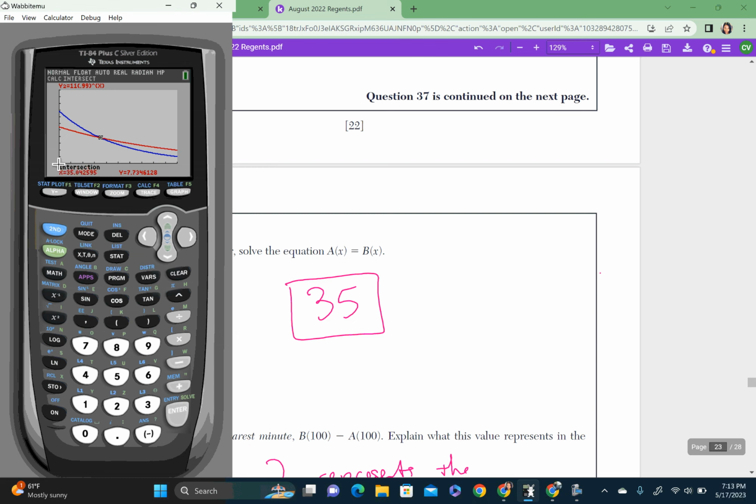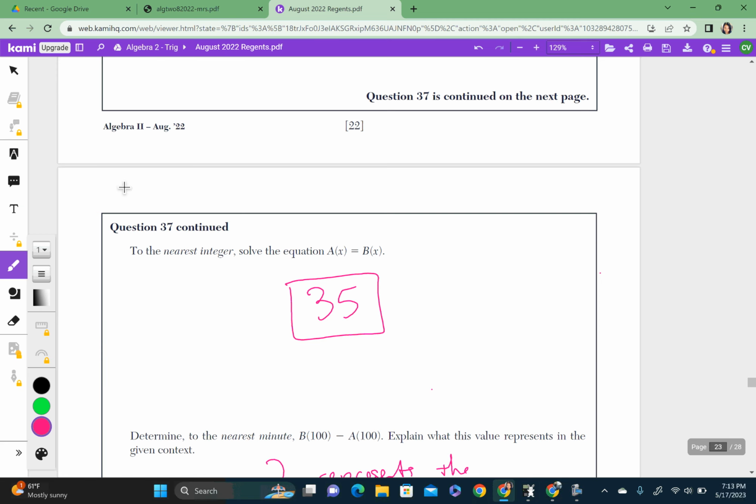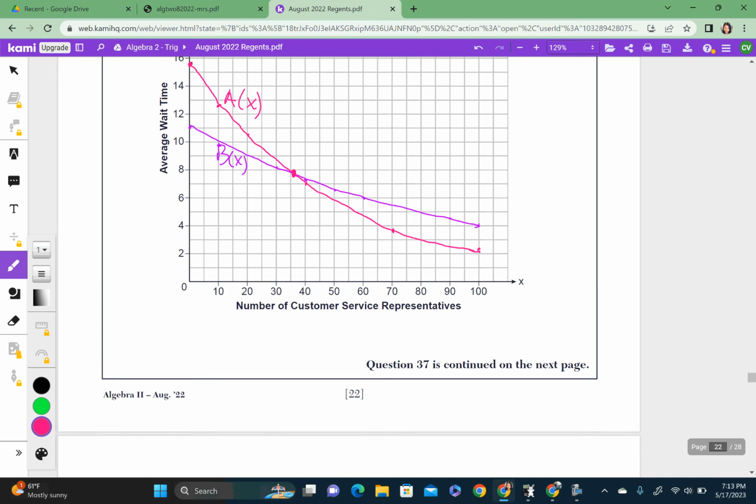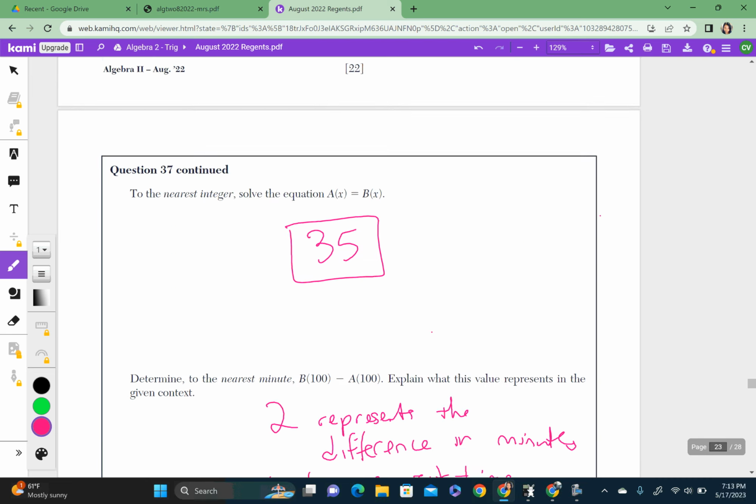For the last part, it says b of 100 minus a of 100. They want us to find that, so I hit second graph, which is my table. You see b of 100 is 4.02 and a of 100 is 2.08. I'm going to literally subtract those two numbers. And this is to the nearest integer, so 4 minus 2 is about 2. So I said 2 represents the difference in minutes of the average wait time where there are 100 CSRs, and CSR stands for customer service representatives, okay?